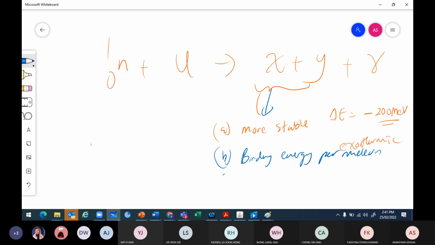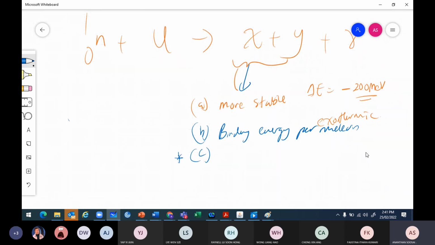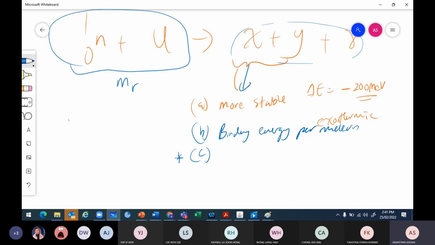And third, I never mentioned this last class. Which will be more massive? Will the total mass of the reactant be more massive, or will the total mass of the products be more massive? Which will be more?